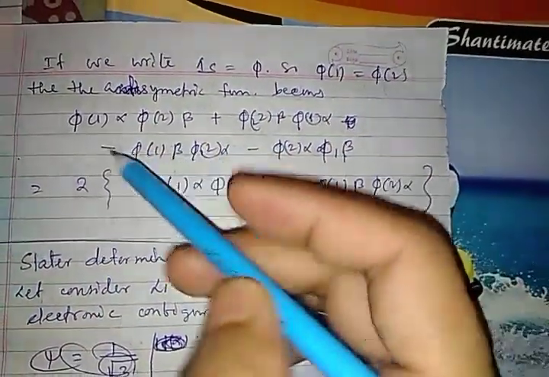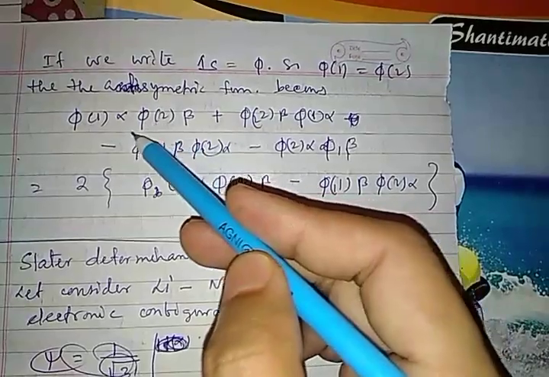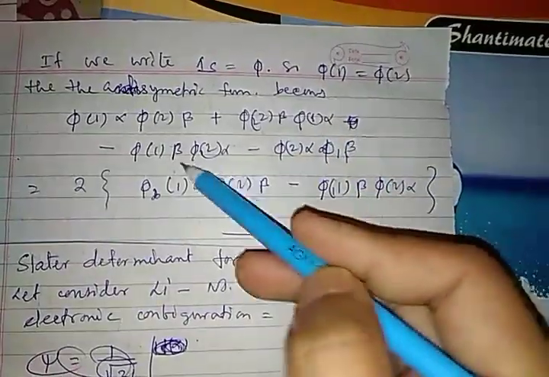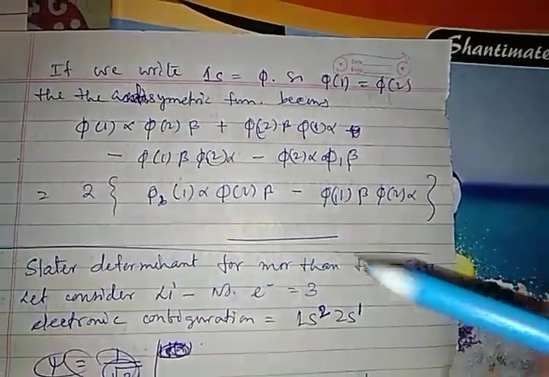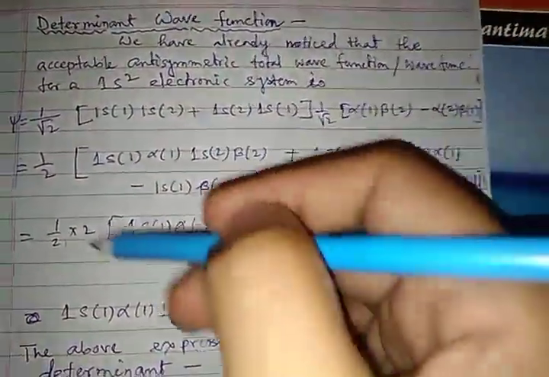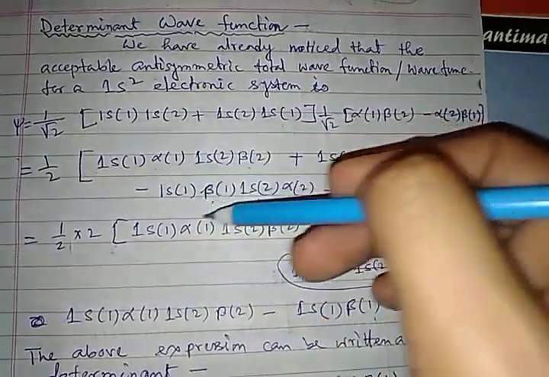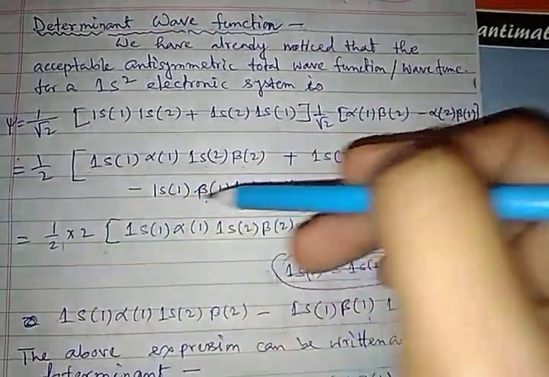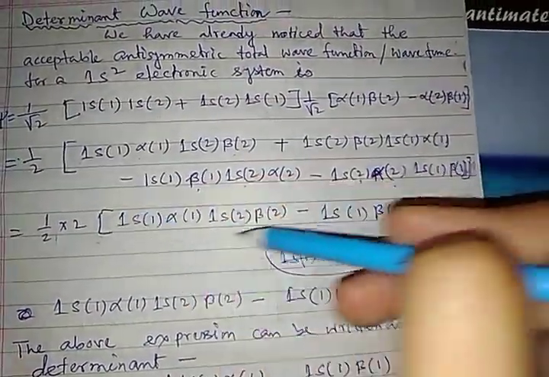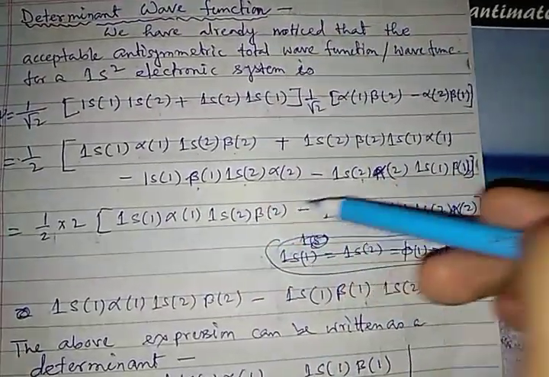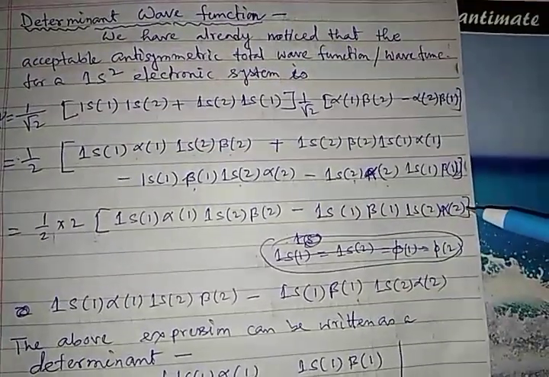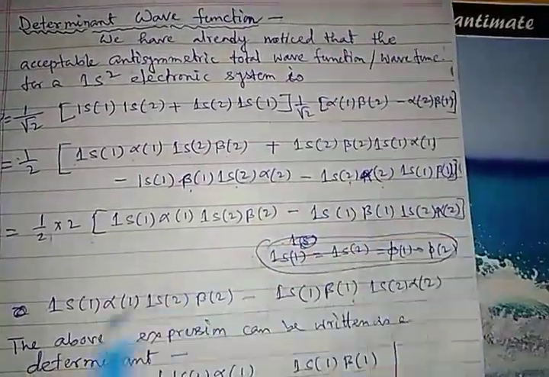So if I write only alpha and beta, electron 1 has alpha spin and electron 2 has beta spin. If I write this in a general way, I have this term. Half of this will come twice, so it is multiplied by 2 and the 2s cancel out, and then we have 1s1 alpha 1, 1s2 beta 2 minus 1s1 beta 1, 1s2 alpha 2. That will be the relationship.